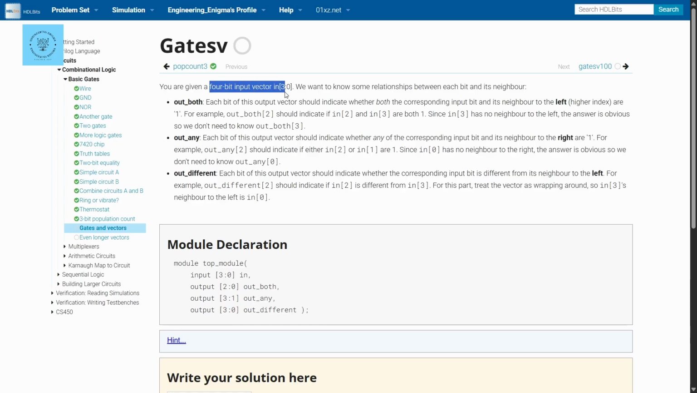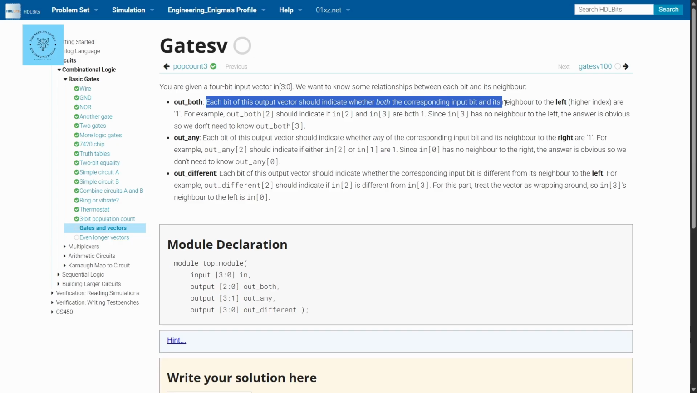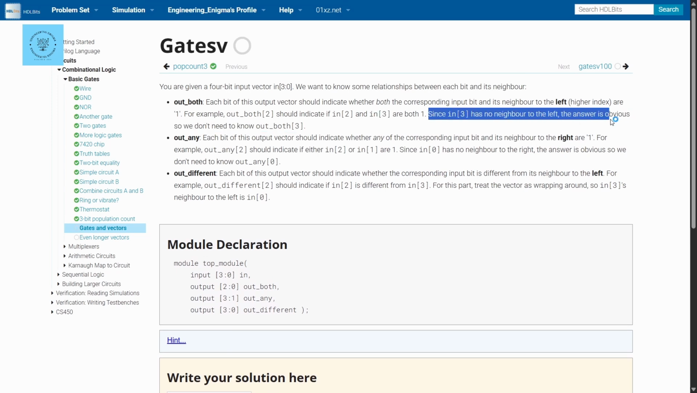We are given a 4-bit input vector, 3 to 0. We have to find some relationships between each bit and its neighbor. The first one is out_both, a 3-bit output. Each bit of the output vector should indicate whether both the corresponding input bit and its neighbor to the left are 1. For example, out_both[2] should indicate if in[2] and in[3] are both 1. Since in[3] has no neighbor to the left, the answer is obvious, so we don't need to know about out_both[3].